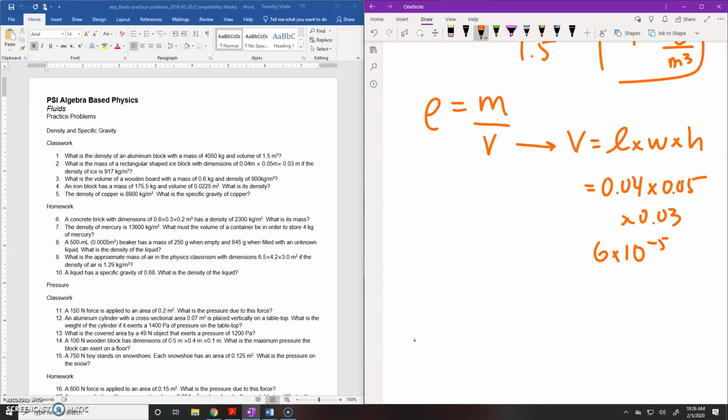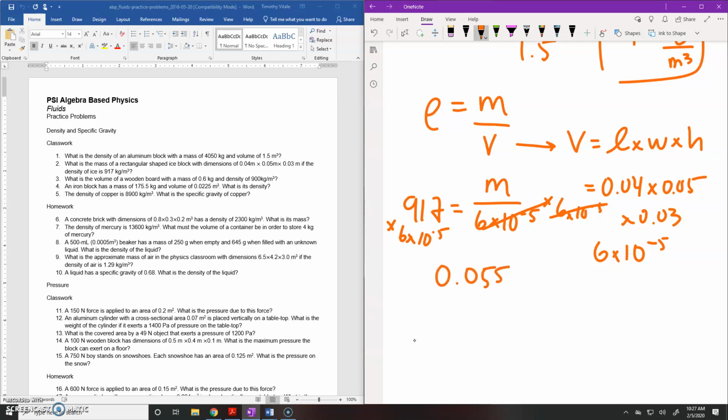Now here's the thing. The density is 917. And the mass is what you're looking for. And you have 6 times 10 to the negative 5. To get m by itself, you have to multiply both sides by 6 times 10 to the negative 5. That cancels that out. And then you have to multiply this side by 6 times 10 to the negative 5. So 917 times that is 0.055, and that's kilograms. So that's number 2.